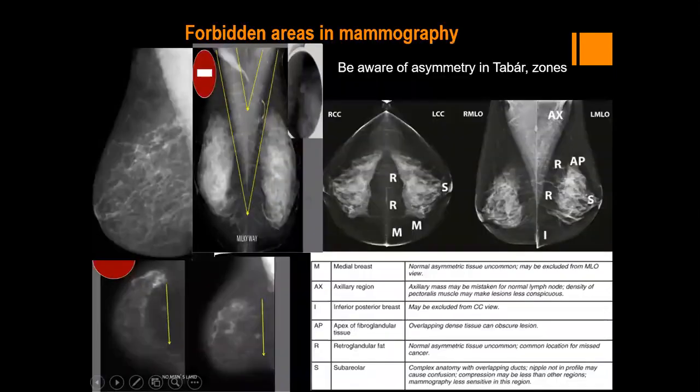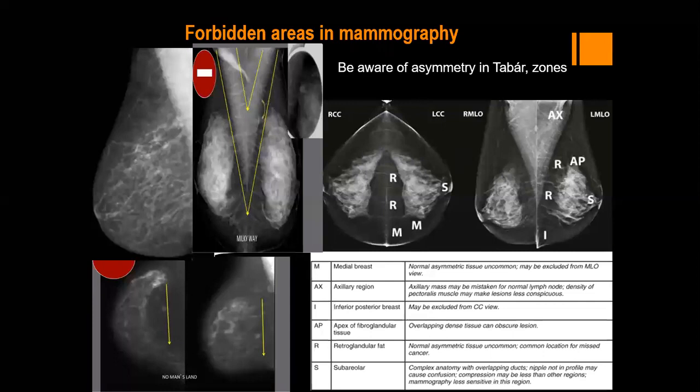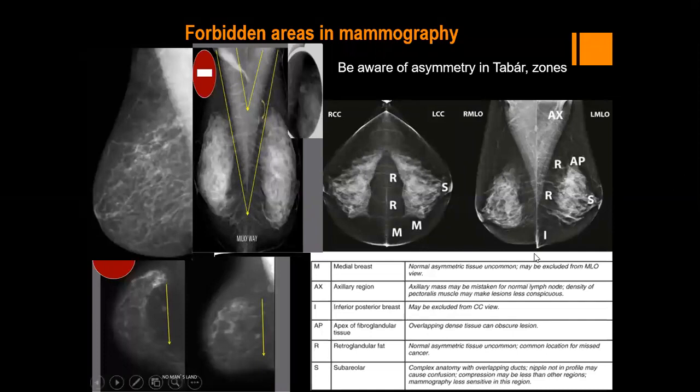papillomas. Okay, don't forget to review the forbidden areas in mammography. Be aware of any asymmetry in the Tabar zone. And if you remember, the Tabar zones are subareolar, retromammary fat, apex of the parenchyma in MLO, the inframammary fold and inferior breast in MLO, and the medial aspect on the CC view.